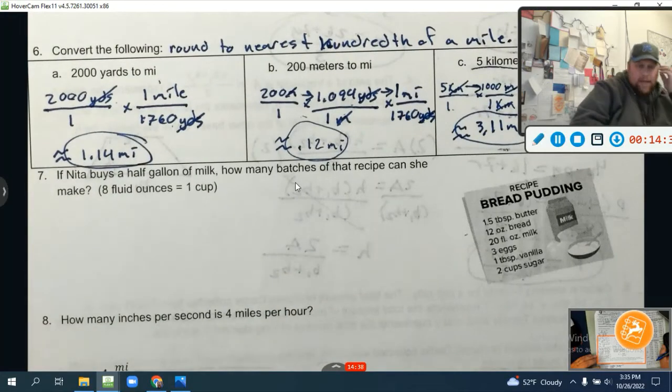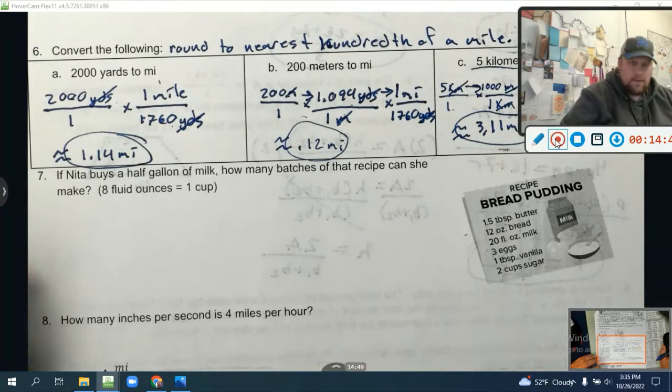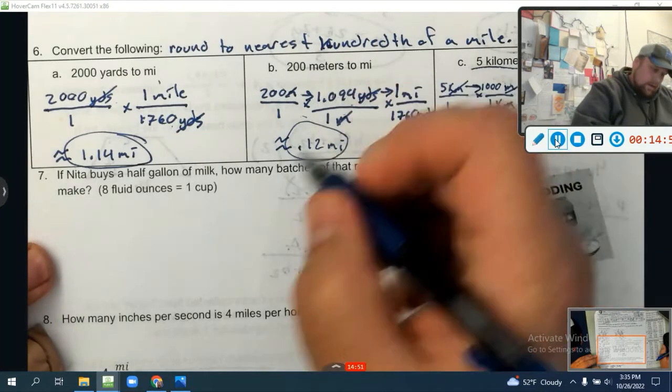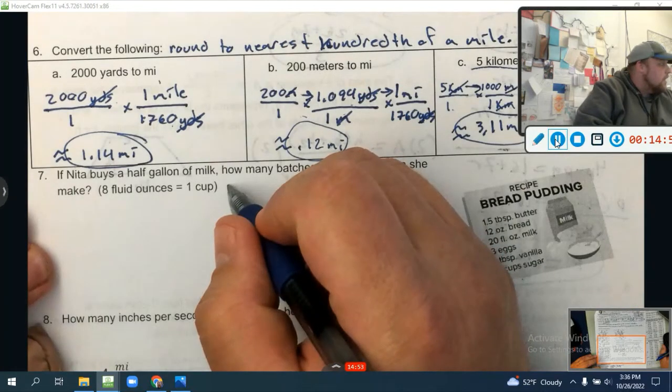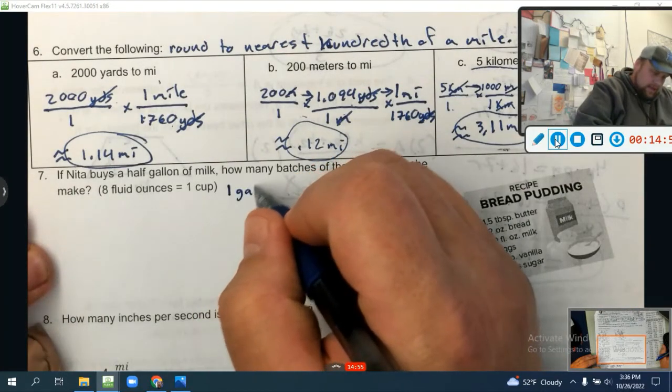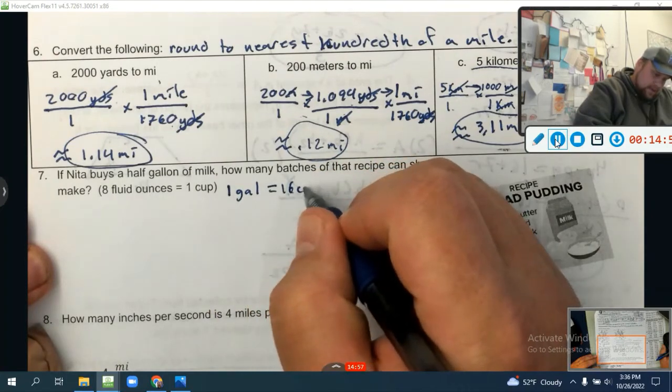It says if Nita buys a half gallon of milk, how many batches of that recipe can she make? 8 fluid ounces equals 1 cup. I also want to add that 1 gallon equals 16 cups.